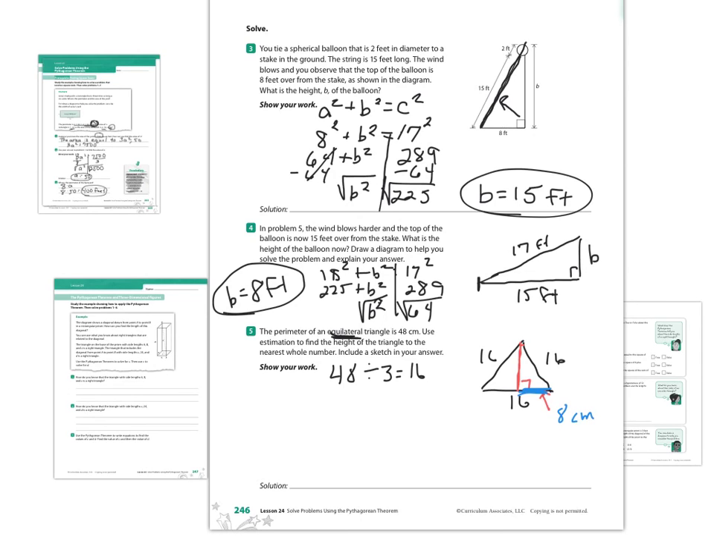I know it's 8 centimeters because it's an equilateral triangle, and that part of the base would be half of 16, and half of 16 is 8. So we have a right triangle. We can then use the Pythagorean theorem. We want to find the height of that triangle.